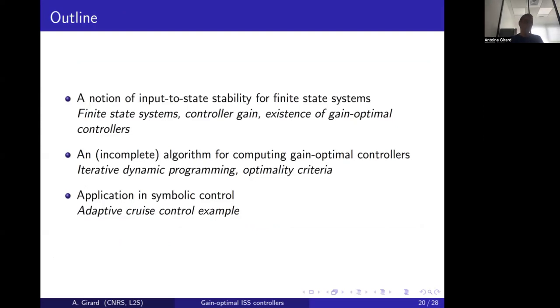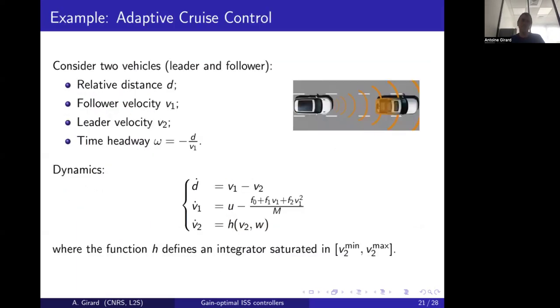Okay, so to end my presentation now, I'm going to show the type of controllers that we can synthesize by using this approach. So I'm going to consider an adaptive cruise control problem. So I have two cars, and the different variables are the distance between the cars, the velocity of the follower, the velocity of the leader. I define also the time headway, which is the distance between the cars divided by the velocity of the follower. So basically, it's the time that it will take the follower to reach the current position of the leader.